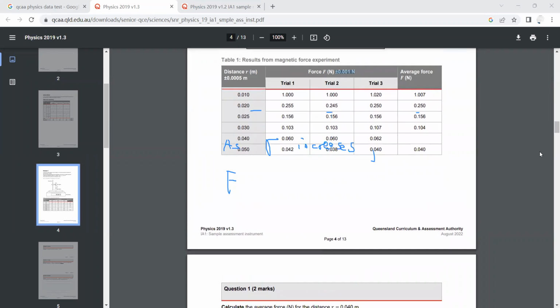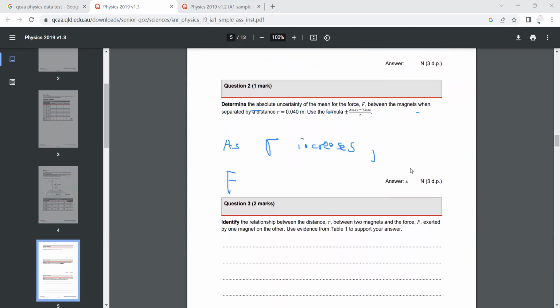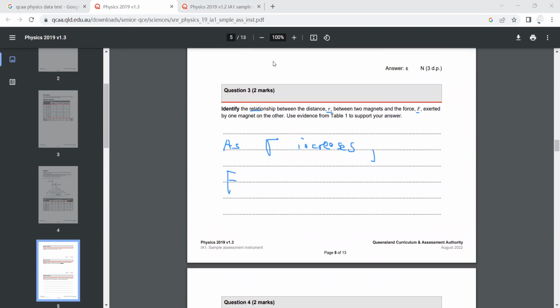From 0.1, F decreases more dramatically, and then it's like F squared is in a reverse linear relationship with R. So for this question, I would say F decreases, F squared times R is a constant.